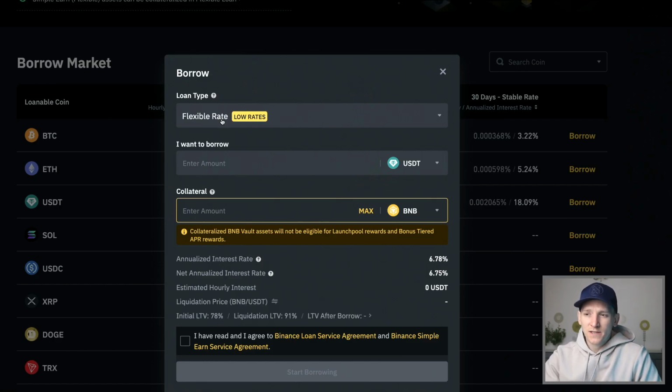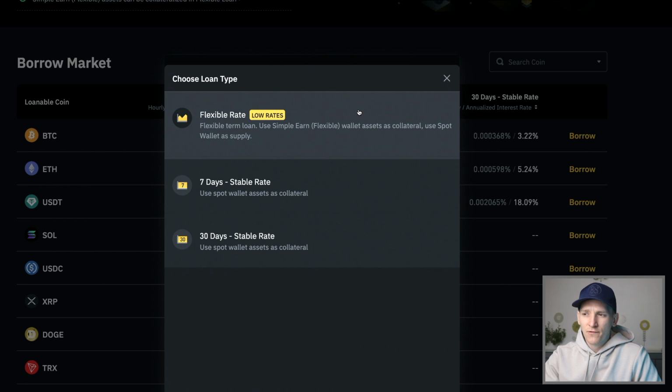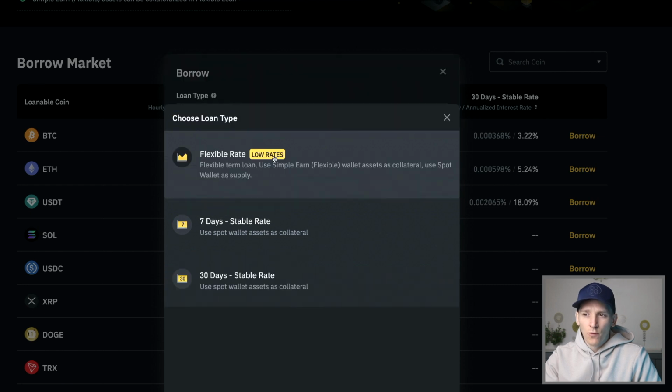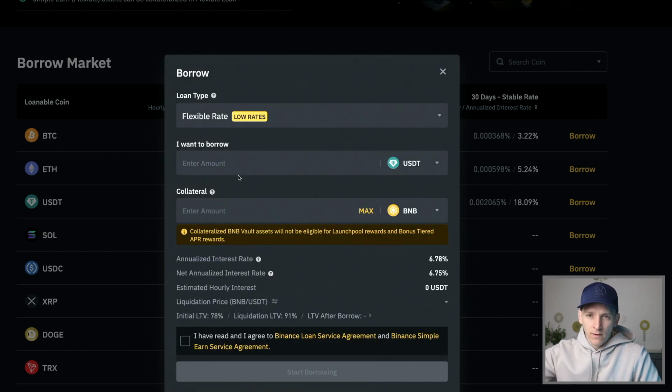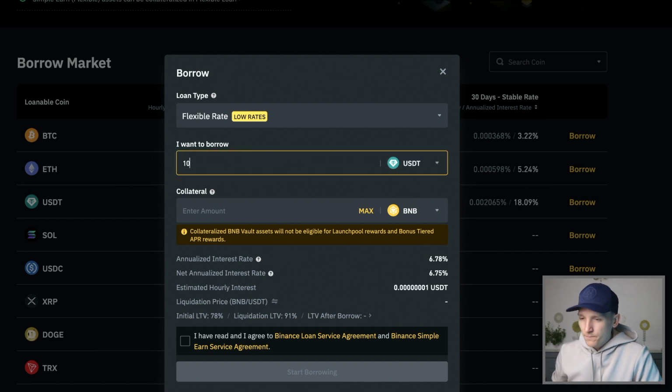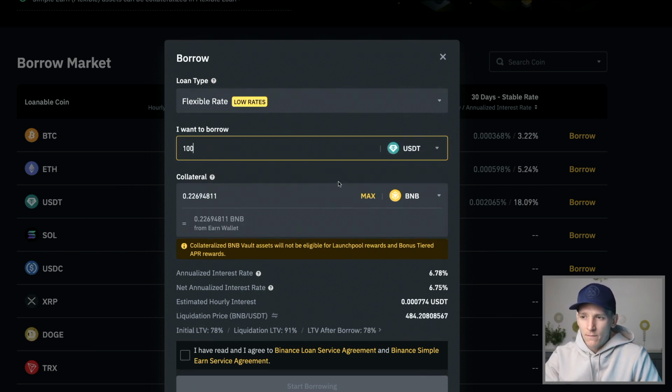So I'm going to just have a flexible rate. That means a flexible interest rate over a flexible term. If you want these stable rates, then you do lock up that interest rate for that amount of time. But then after that time, it will reset to different rates. And so you have to make sure that you're aware of that. So I'm going to borrow $100 against some BNB.